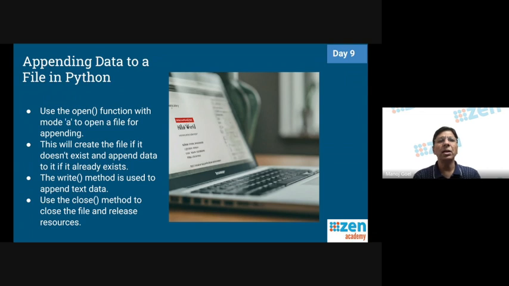And if it already exists, it is opening the file and allows you to write any new records that you write. These will be appended to the end of the file. The write method is used to append the text data, same way as we did in the write mode, and the close method is used to close the file.